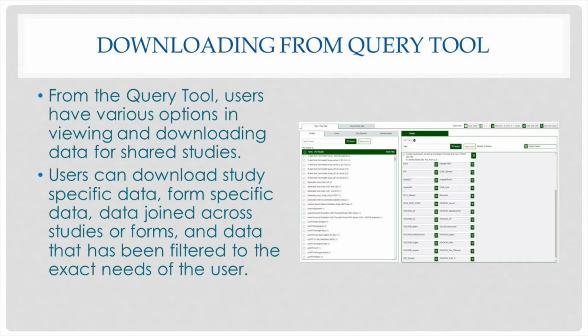The second example will be a review on how to download data from the query tool. In the query tool, users have the ability to view data based on studies, assessments, and data elements. Users have the ability to join forms across studies and filter data on specific search parameters based on the needs of the user. The user has the ability to download their query in either the form of a CSV or a flattened CSV.